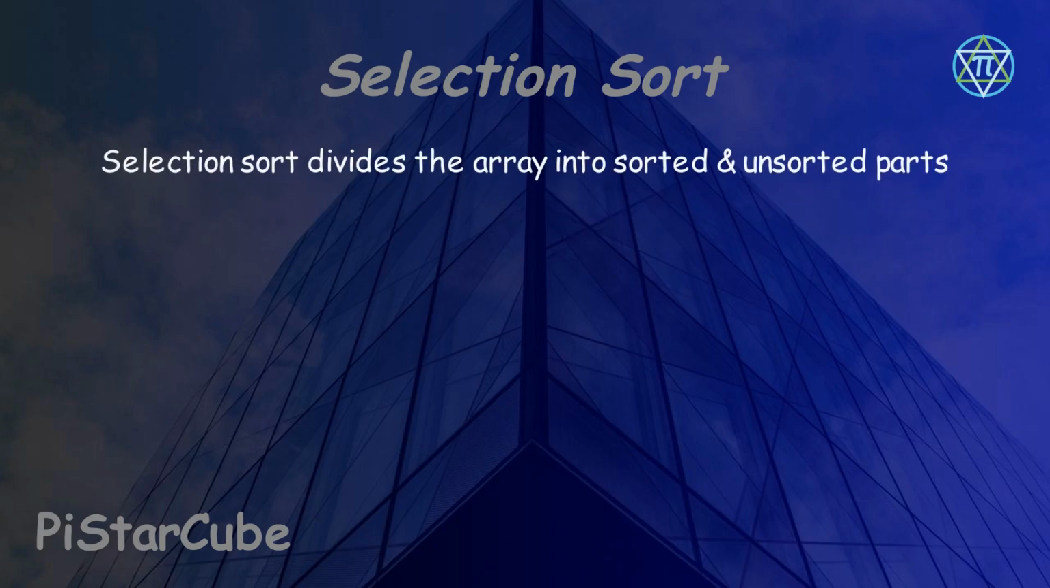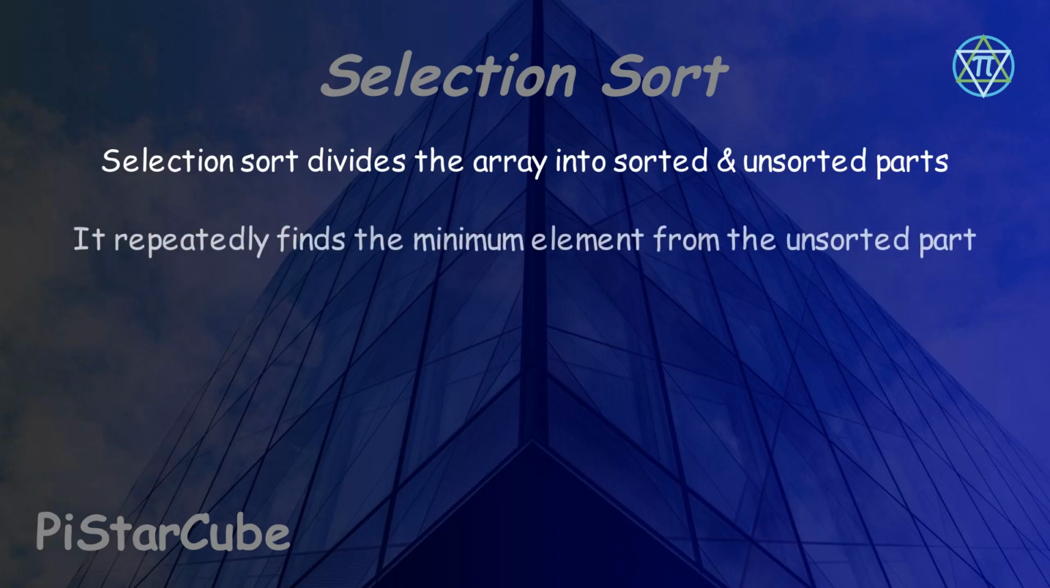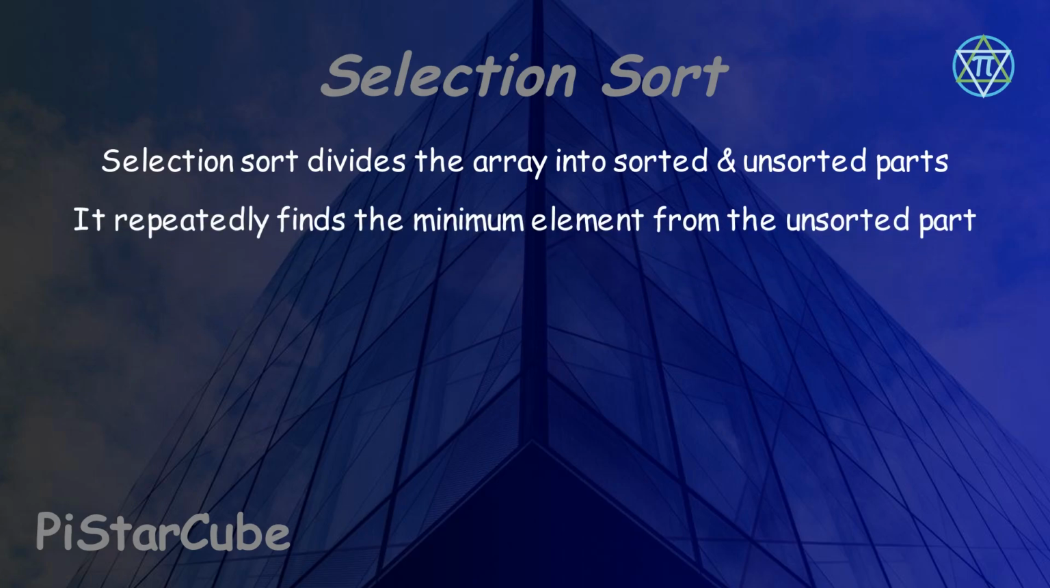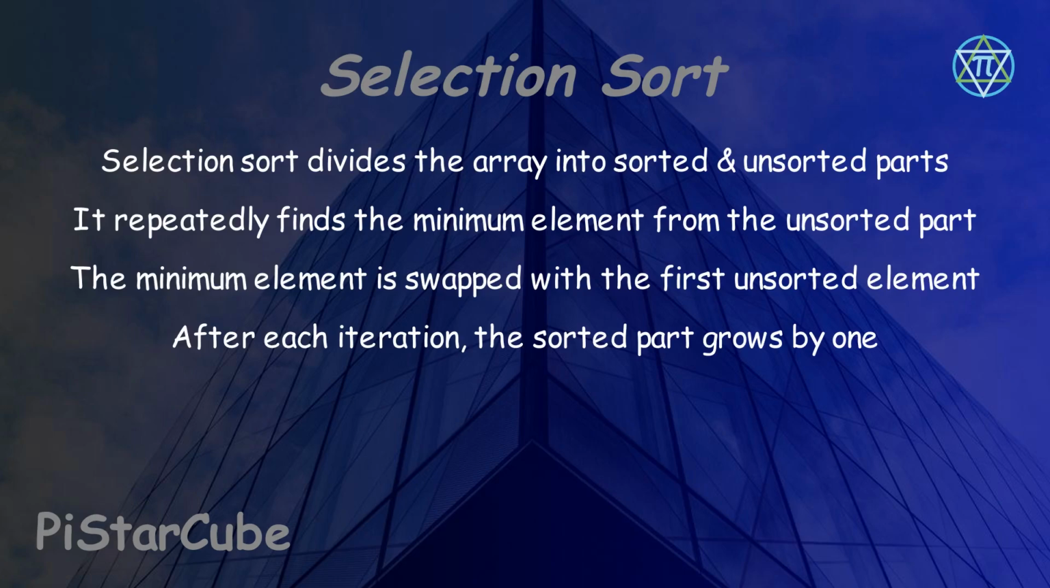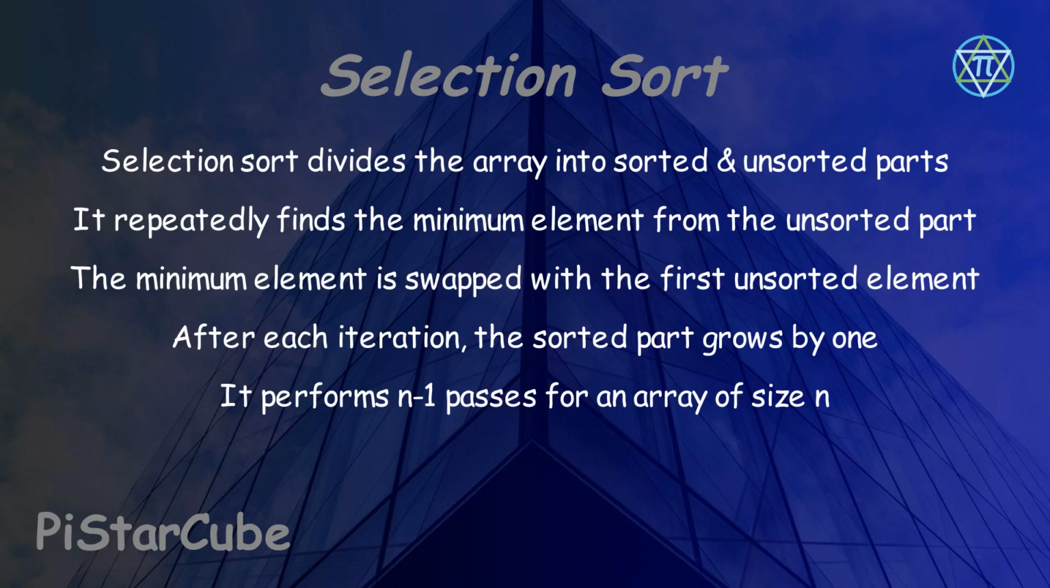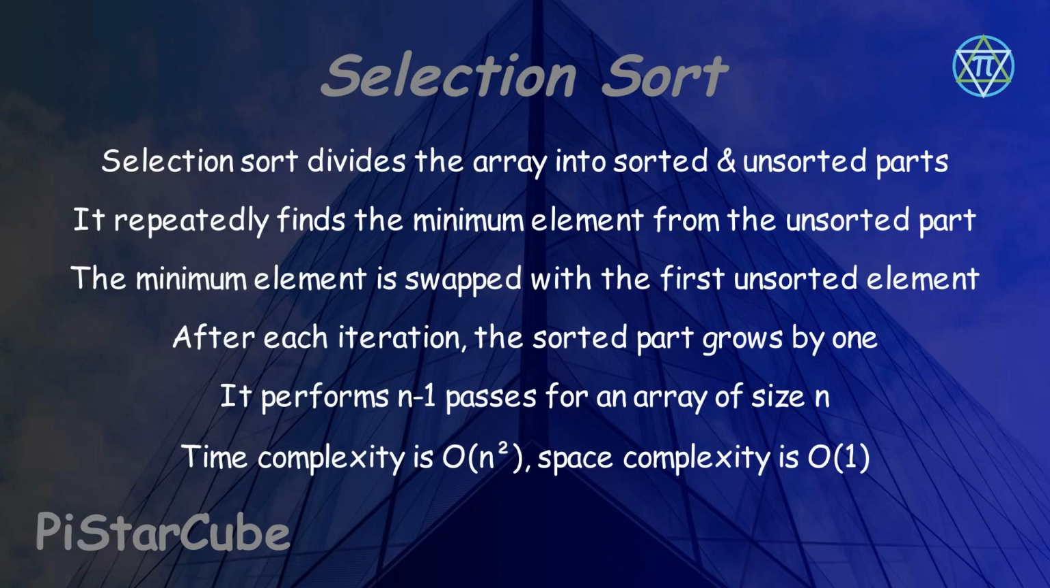Selection sort works by dividing the array into two parts, the sorted and the unsorted. In each step, it finds the minimum element from the unsorted portion and swaps it with the first unsorted element. The sorted part grows by one element after each iteration. It performs n-1 passes for an array of size n, since the last element naturally falls into place. Time complexity is O(n²) and it uses constant space.